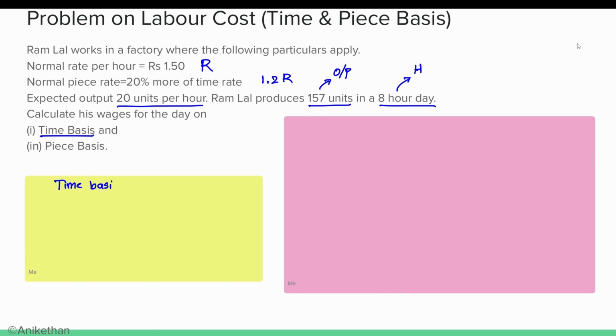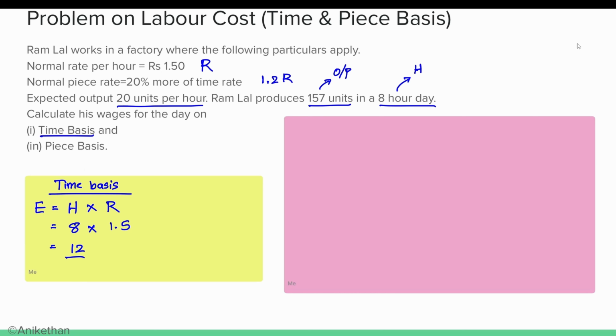So time basis is pretty straightforward. The number of hours worked, that is H, into R, that is the rate. So what is this? This is his earnings. So H, 8, into R. R is 1.5, correct? So this gives us a total of 12 rupees. So this is very simple to calculate on time basis.